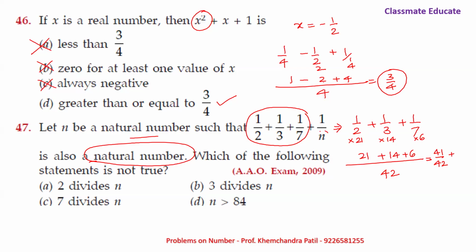Now if I take the value of n as 42, okay, so what will happen? 41 plus 1, that is equal to 42 upon 42, that is equal to 1. And 1 is a natural number.